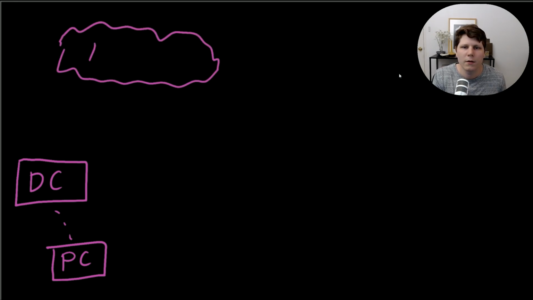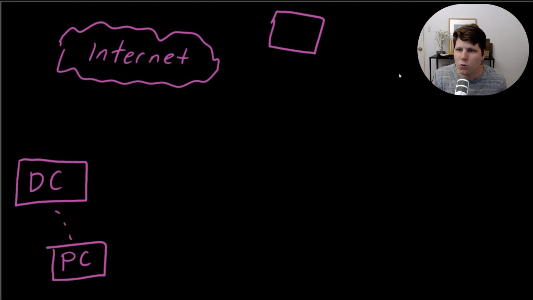So let's just say we have, which we do, a Windows 10 computer sitting down here. It's running Windows 10. It's authenticated against a domain controller because it's part of our domain. And the internet is up here. This is meant to be a cloud. Here's the internet. And there's a website that we want to go to. It's Google.